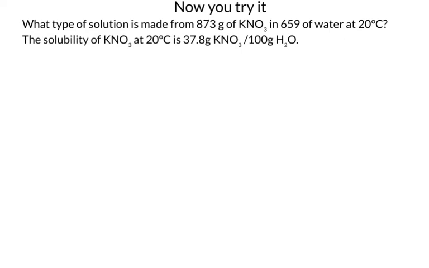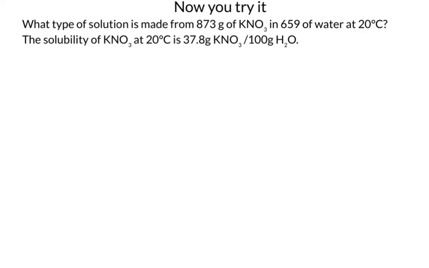Since we know solubilities are always measured in 100 grams of water, we're going to start with that 100 grams of water. We're going to multiply it by the ratio that we see. In this case, our 873 grams of KNO3 divided by 659 grams of water. That's for the solution that we know we're working with. And here we see that that is approximately 132.4 grams of KNO3 per 100 grams of water.